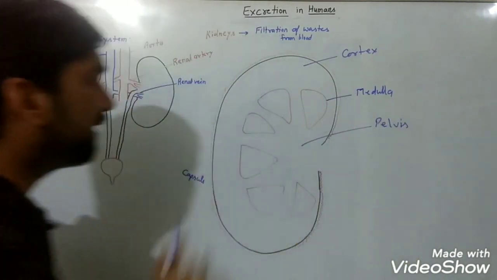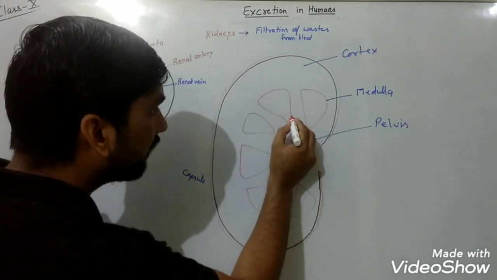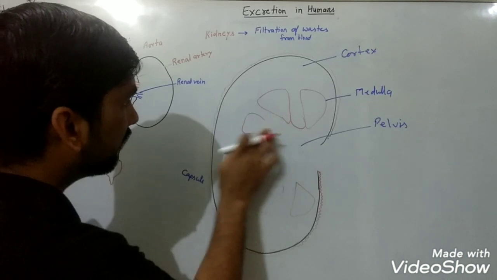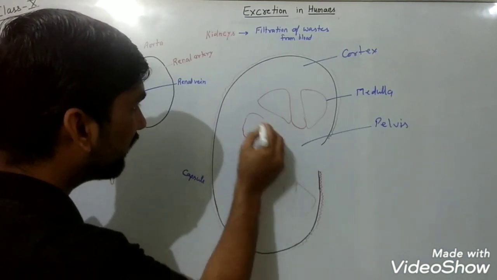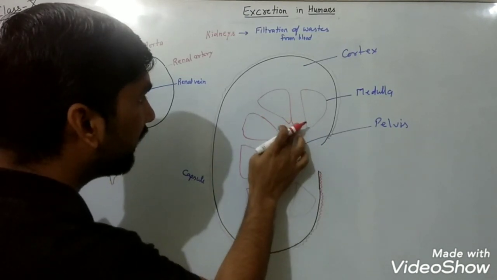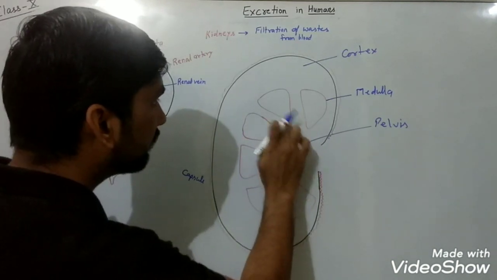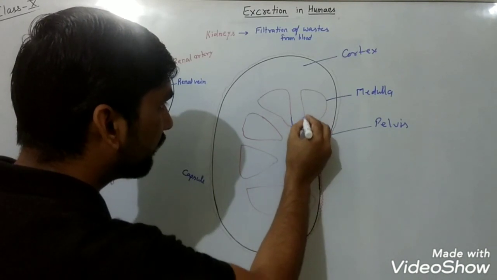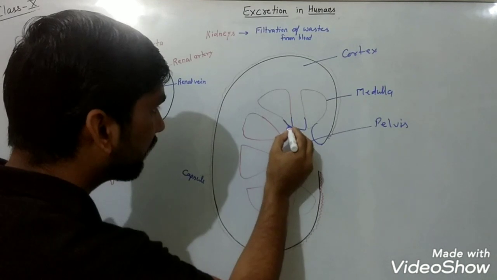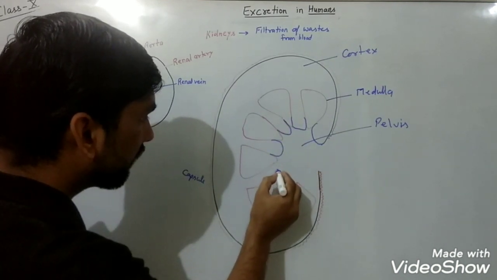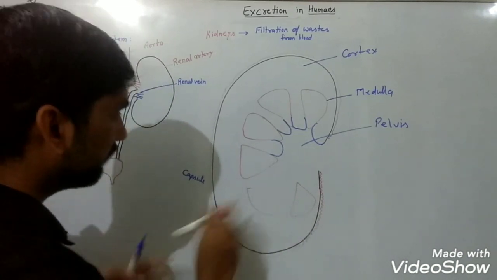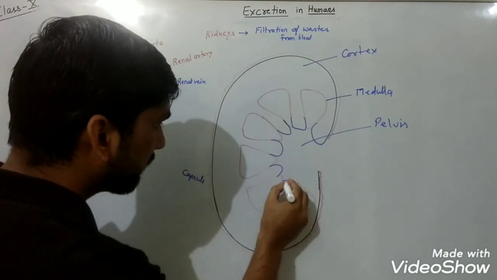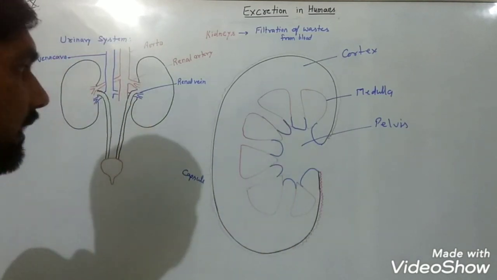So basically three regions are there in the kidneys, and these structures are again joined together so that the filtrate, the waste material, can be carried in the main tube. So now you can see here the three basic regions.